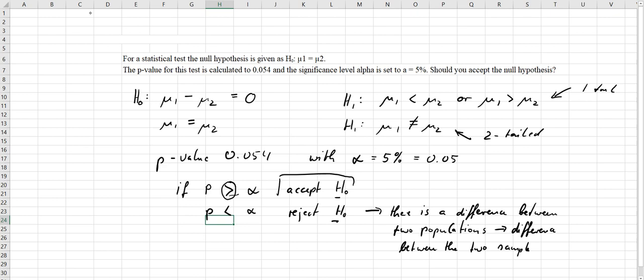So in this case, we have our p of 0.054, and this is indeed larger than alpha of 0.05, and therefore we would accept our null hypothesis, and we would say there's no statistically significant difference between the two populations. We do not reject our null hypothesis, and we say there's nothing really terribly exciting going on. There is no difference between the two sample means.